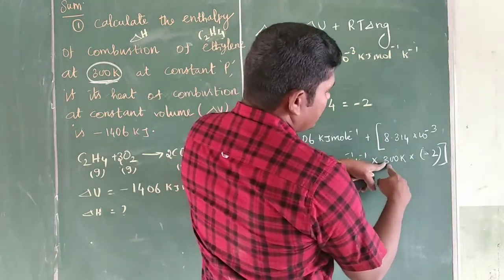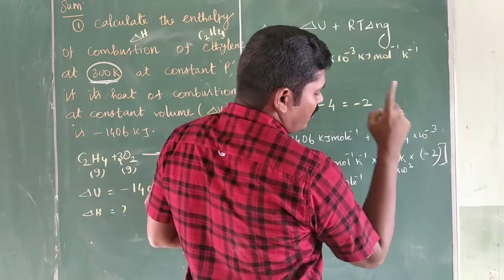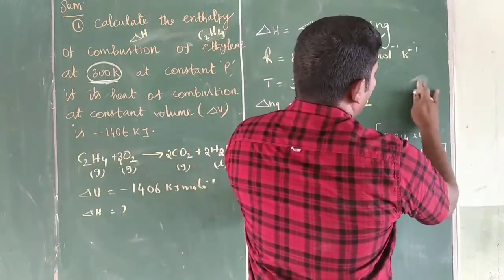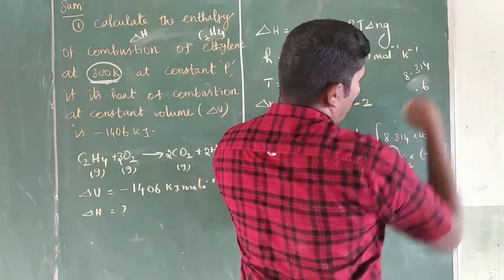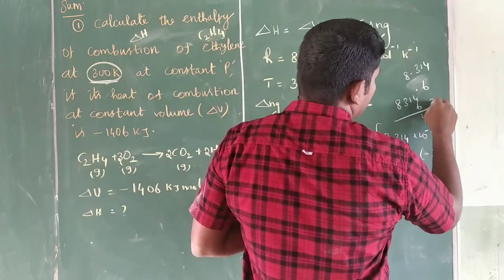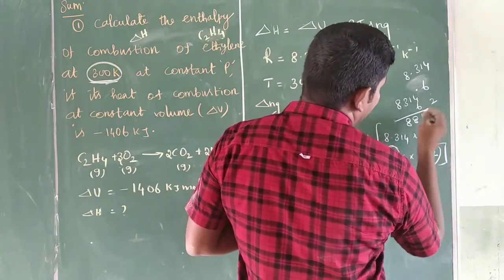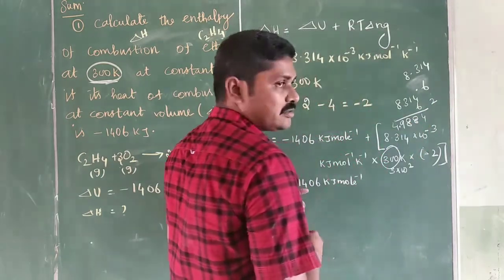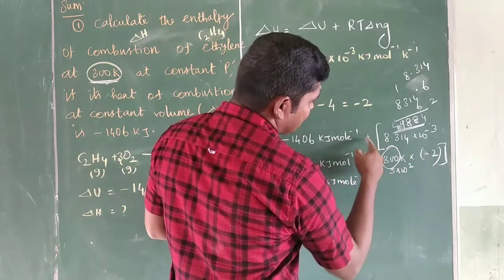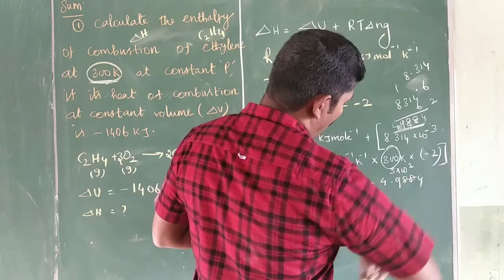So 3 into 10 power 2 minus 3, so 10 power minus 1. 10 power minus 1 into 3 is 0.3, and 0.3 into 2 is 0.6. So 0.6 into 8.314. 6 into 4 is 24, 6 into 3 is 18, 8 into 6 is 48, 48 plus 1 is 49. So it is 4.98, and with the minus 2, minus 4.9884.